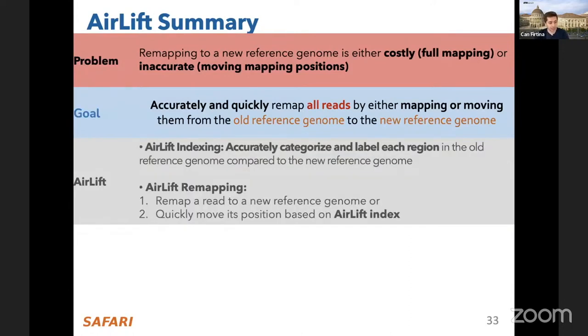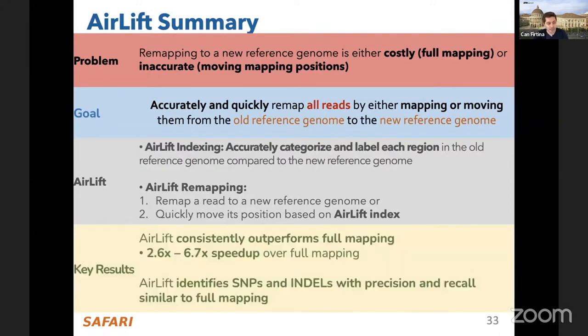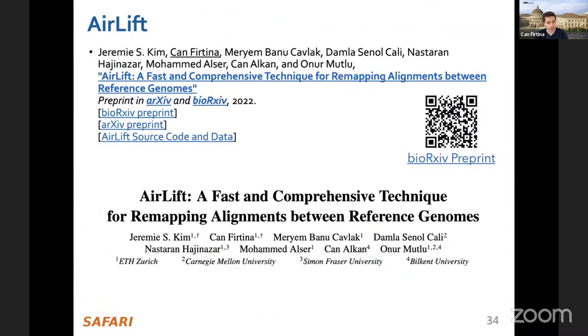And AirLift has two steps to achieve this. First is AirLift indexing, which accurately categorizes and labels each region in the old reference genome compared to the new one. And in AirLift remapping, we remap a read to a new reference genome, or we quickly move its position based on the information that we generate in the AirLift index. So AirLift consistently outperforms full mapping. It provides 2.6x to 6.7x speed up over full mapping. And AirLift identifies SNPs and indels with precision and recall very similar to the full mapping accuracy.